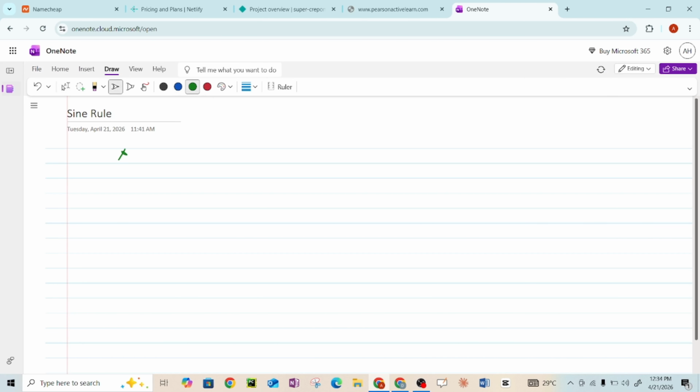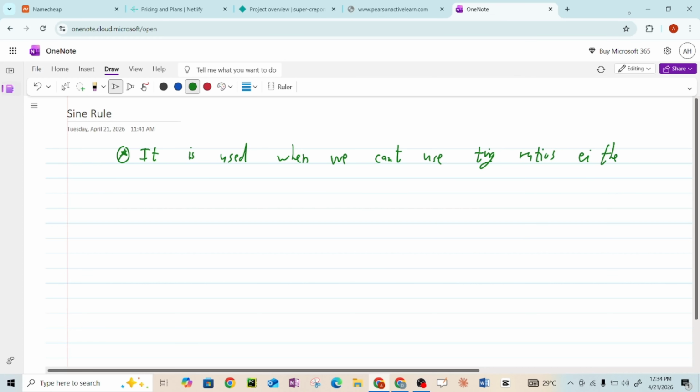Firstly, it is used when we can't use trig ratios either, and instead are given an angle side pair. Here, I'll explain what that means.